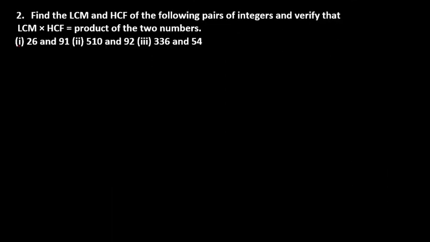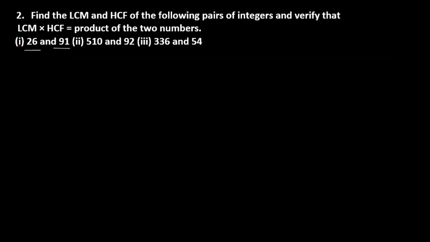Now here the second question is: find the LCM and HCF of the following pair of integers and verify that LCM into HCF is the product of the two numbers. So we have to find LCM and HCF and we have to multiply them and check that the product of LCM and HCF is the same as the product of the two numbers. So we have to verify it. So this will become a formula for other problems. Here we have to verify it. We have to first find LCM and HCF of the two numbers.